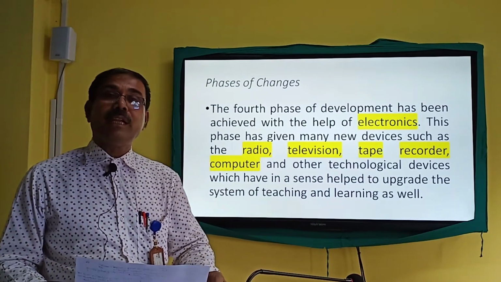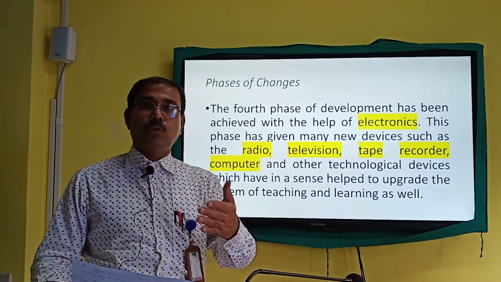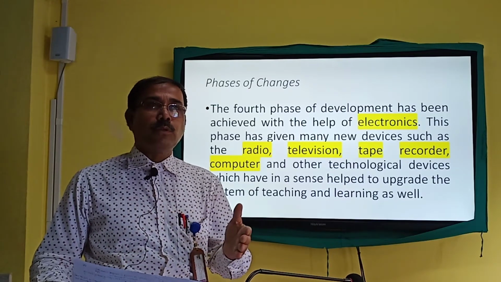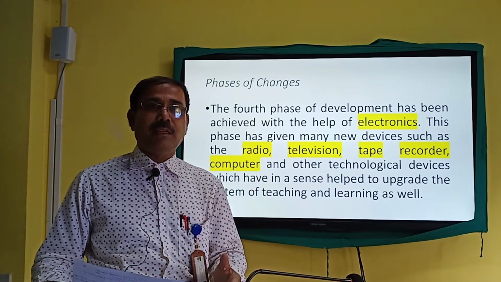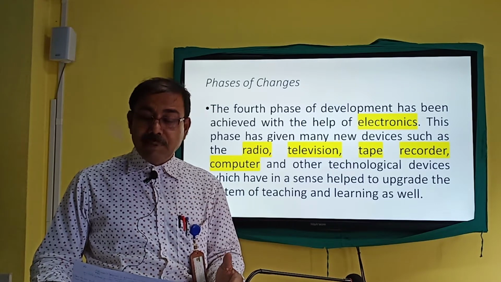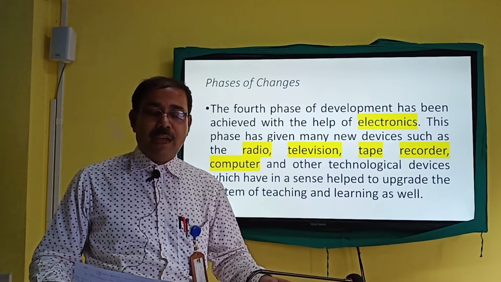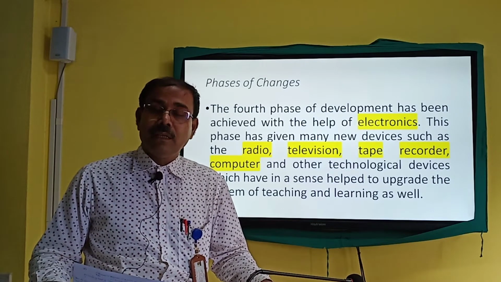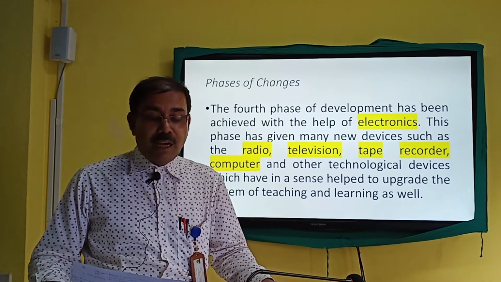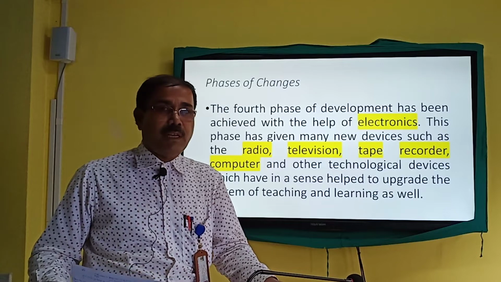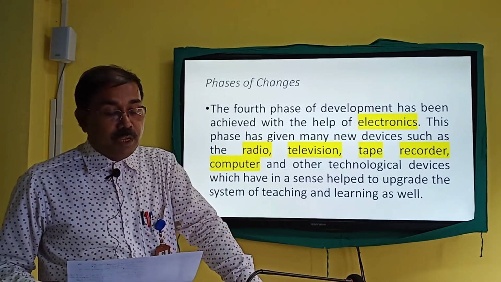In the mid 1700s, we have to go back from 2020 to 1700, and during that time Benjamin Franklin invented electricity, and with the help of the invention of electricity, many changes came to human society.